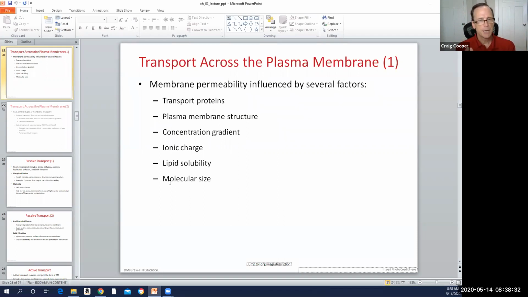If we have something bigger, like a really long chain of protein amino acids hooked together, and we've got like 100 of these amino acids hooked together, well, that's too big. That plasma membrane, it's going to bump up against that. It's going to be trying to fit through there. It's like, no, you can't make it through there.